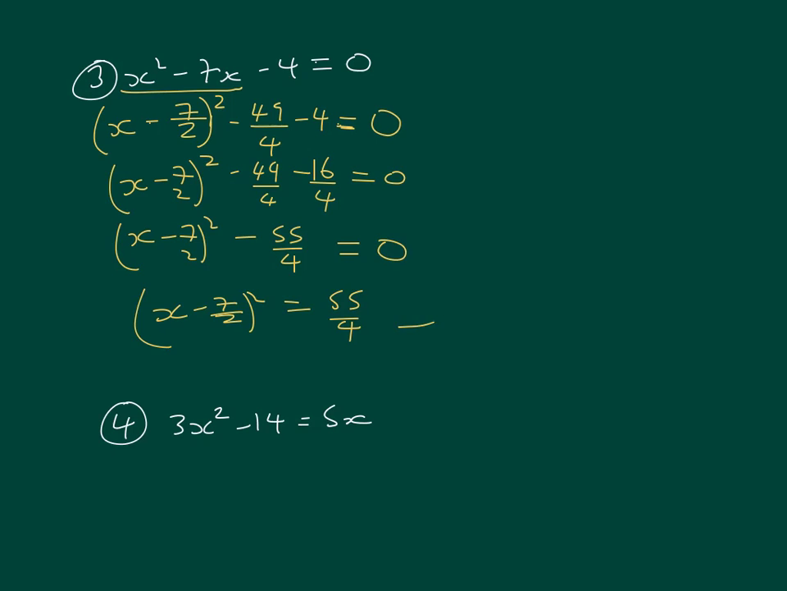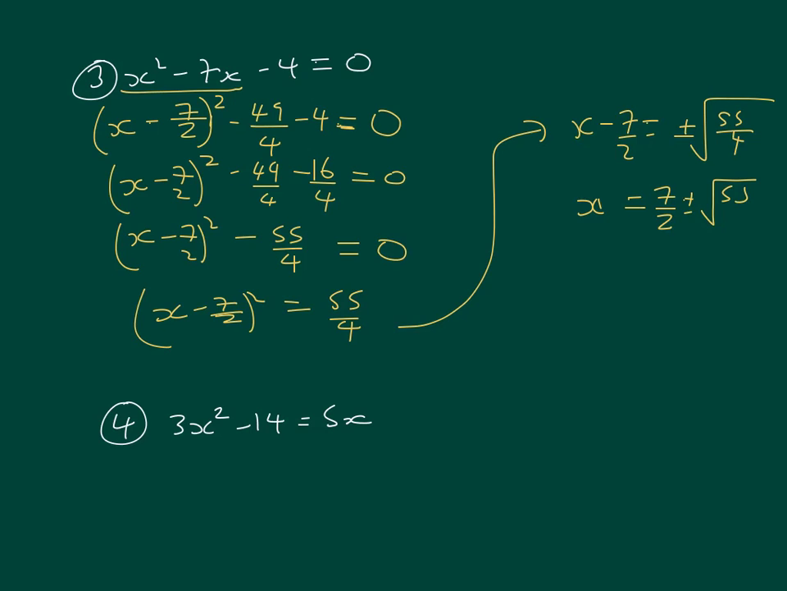Square root it, I'm just going to do it up here. We'll have x minus 7 over 2 equals plus or minus the square root of 55 over 4, and then x equals 7 over 2 plus or minus the square root of 55 over 4.